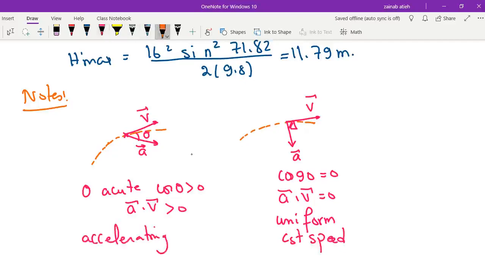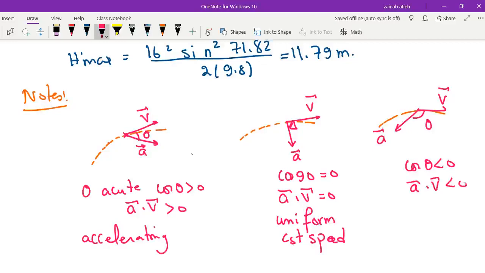Let's move to the third case. In the third case, if I have a particle moving in some direction, this is V, with acceleration working opposite to the motion of the object. This is A. You can see that the angle between A and V in this case is obtuse. Cosine theta in this case is negative, and A dot V is negative, and the motion is decelerating.